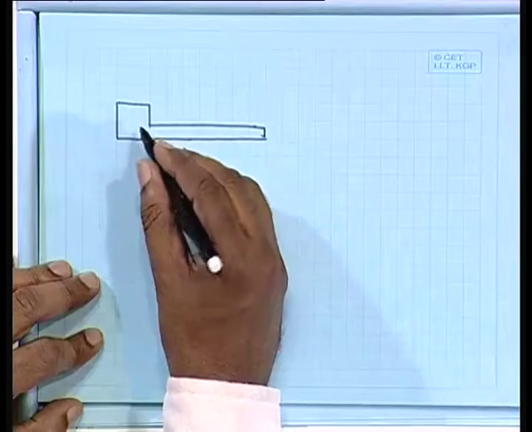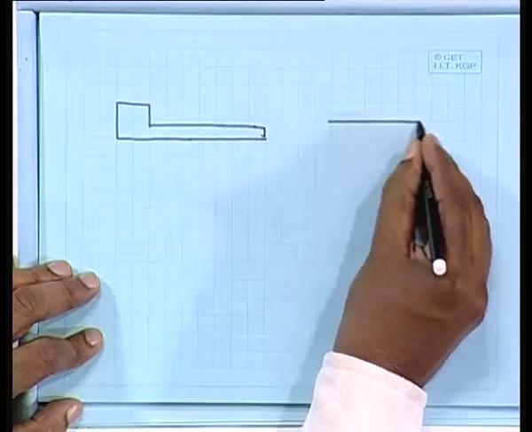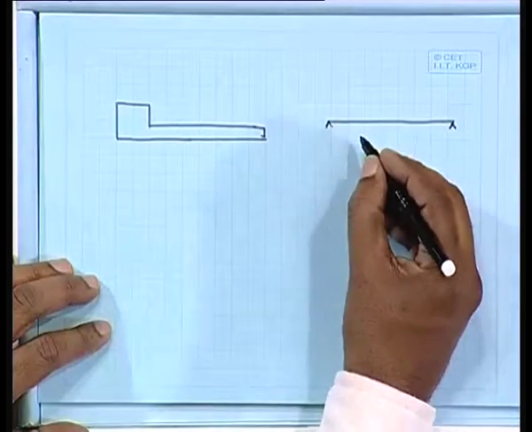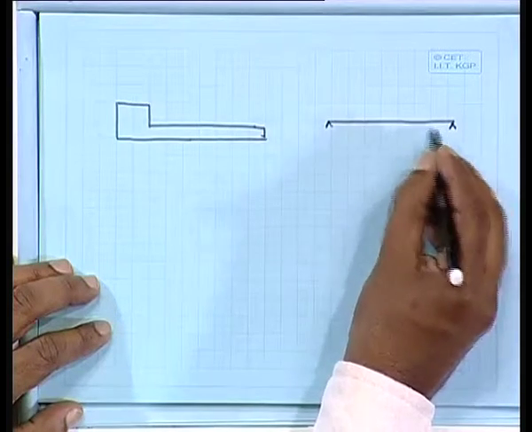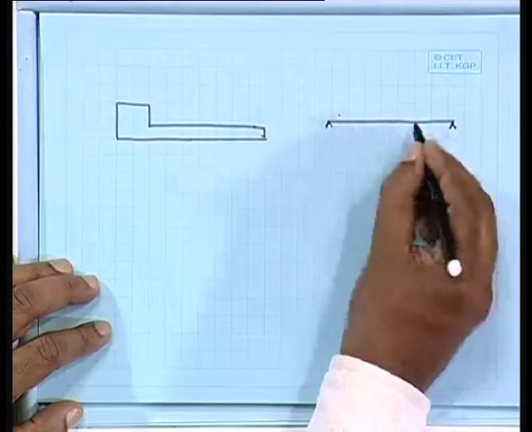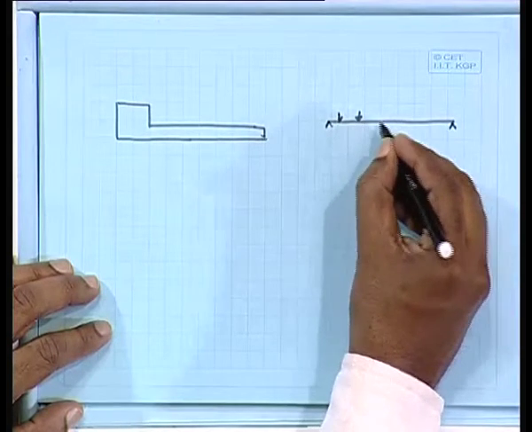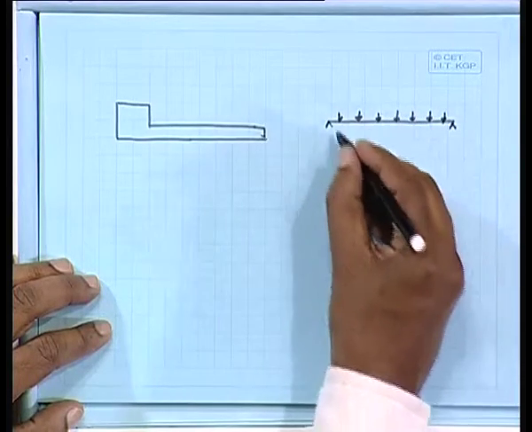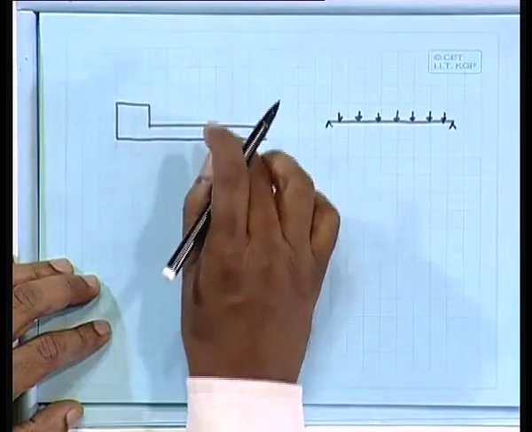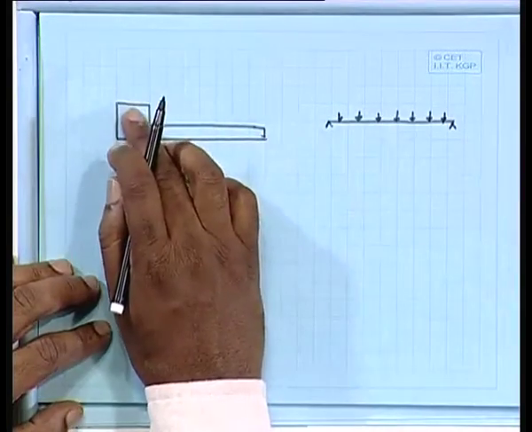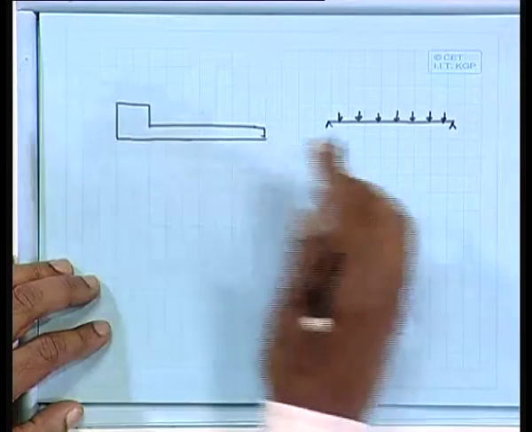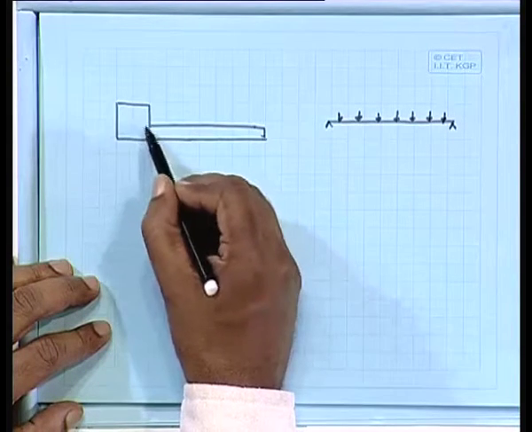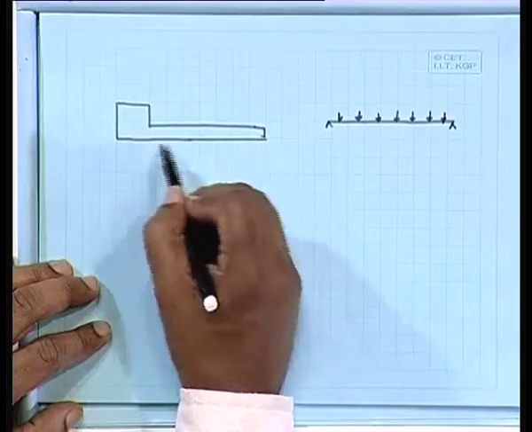Obviously, if you take one beam like this, maybe simply supported also possible, in that case what will happen? Then you will find not only the bending moment or forces acting here, you will have torsion due to this moment. So, here you have to design it for torsion also, and this beam you have to design for bending moment, for shear forces, as well as for torsion developed due to this slab.